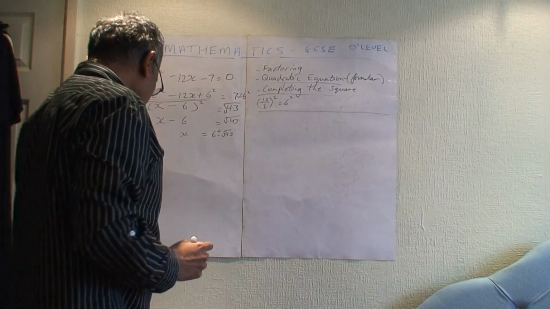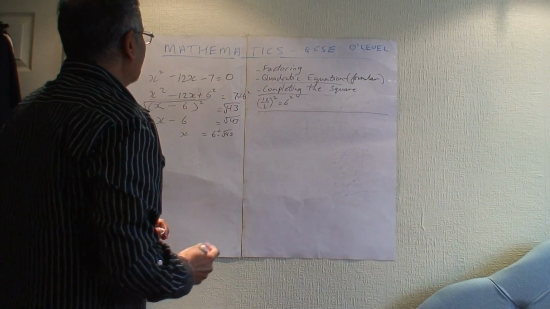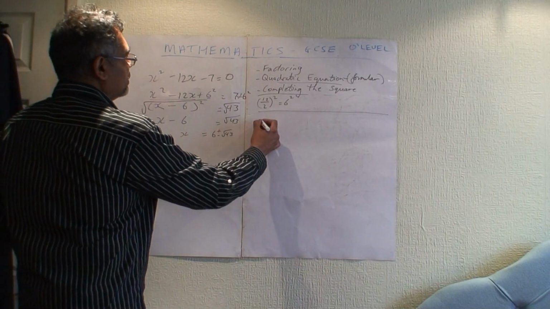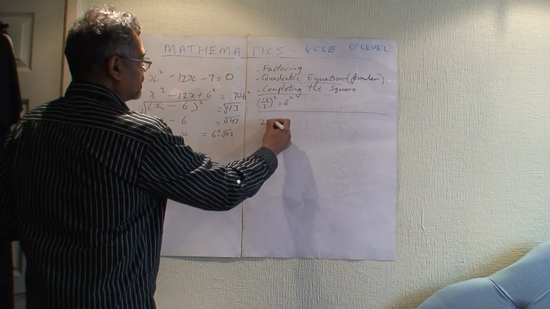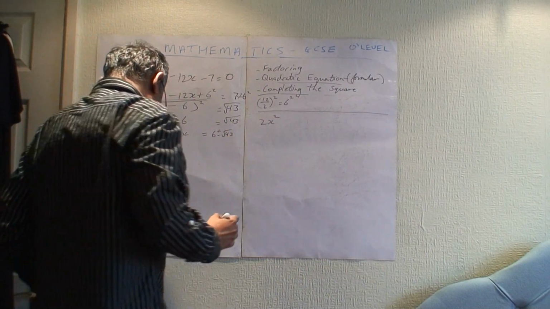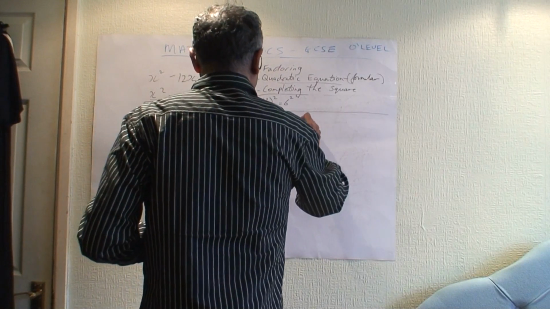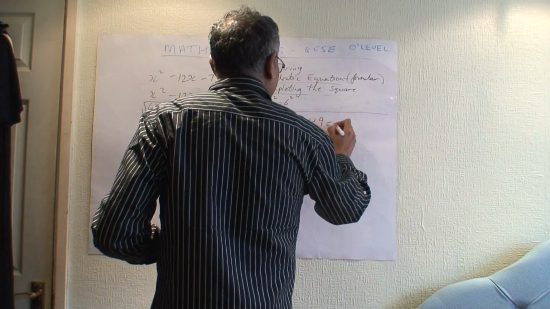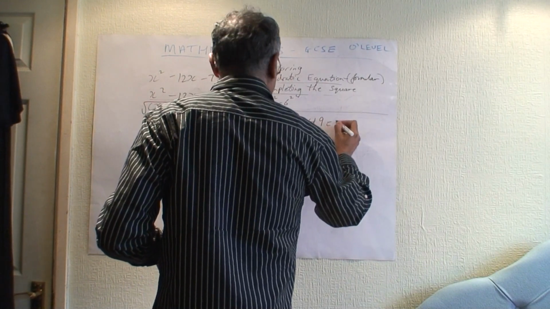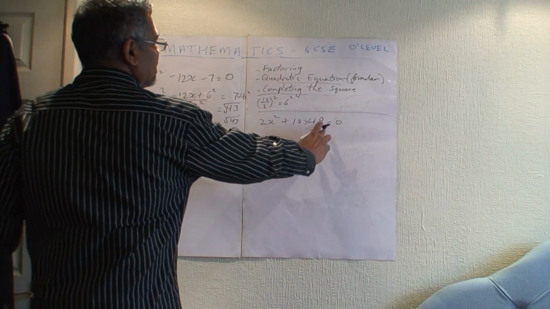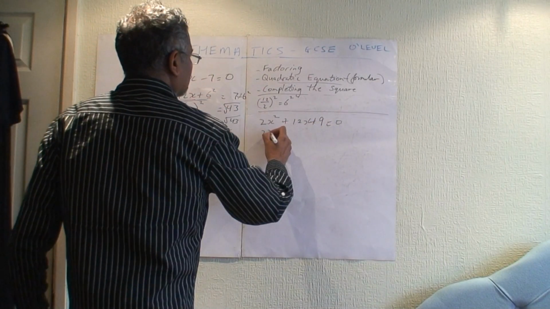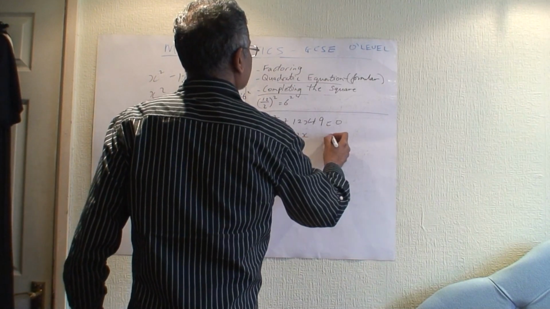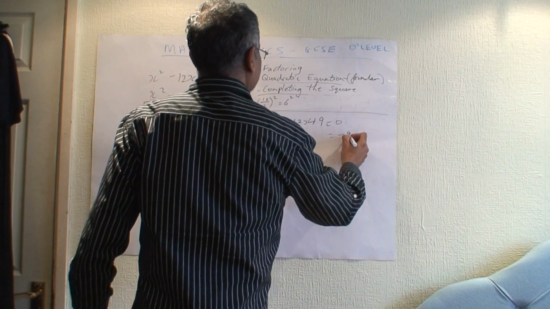Okay. We can look at another example. Instead of having 1 divided by x squared, the leading coefficient, let's say, is 2. So it's 2x squared, say plus 12x plus 9 is equal to 0. Again, we bring the plus 9 on this side. So we have 2x squared plus 12x is equal to negative 9.